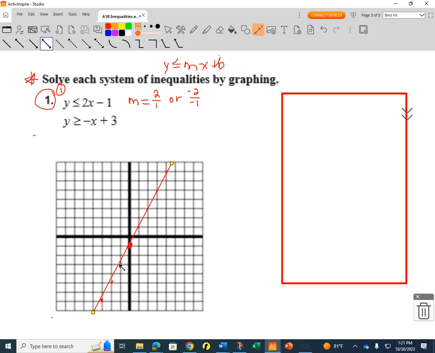Okay, so are we going to shade above it or below it? Below it. Wait, yes, that's right. You're right. Don't second guess yourself. That's right. Less than or equal to.